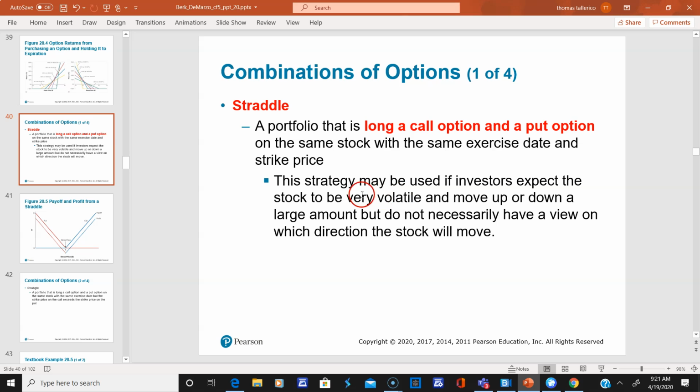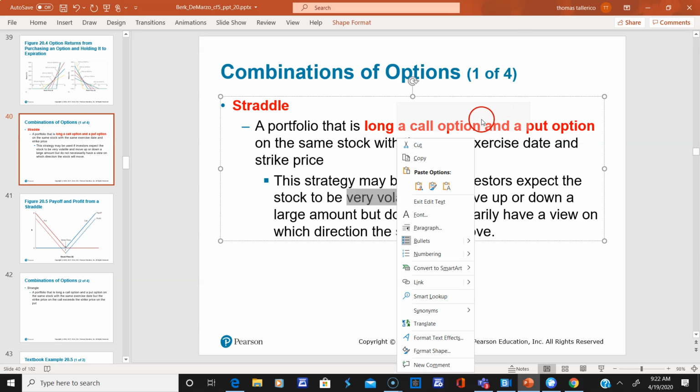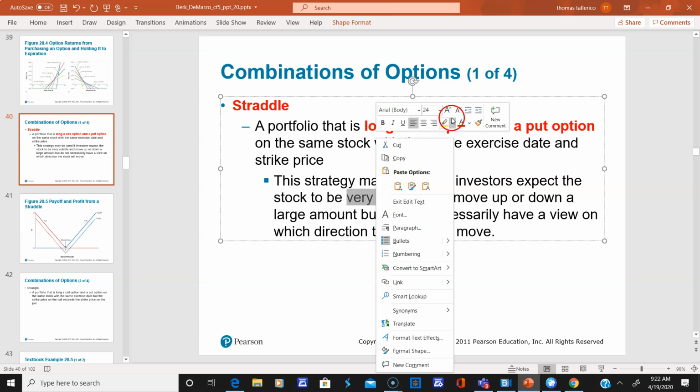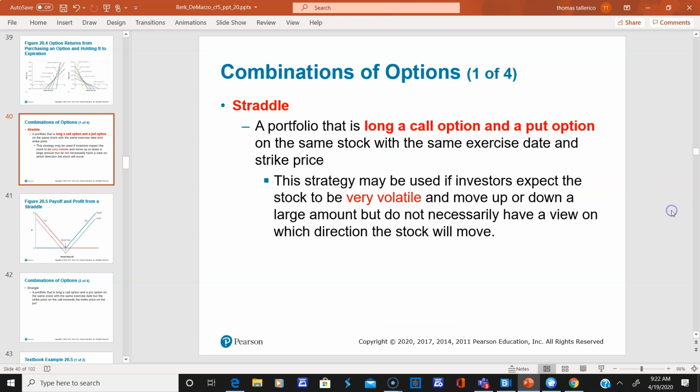So this strategy again is used for volatility. And you're going to have upward or downward movements, but you're really not sure what kind of movements you're going to have, right? So you tend to buy one or the other. So, as it says here, what's important is it does not necessarily have a view on which direction the stock will move, okay?